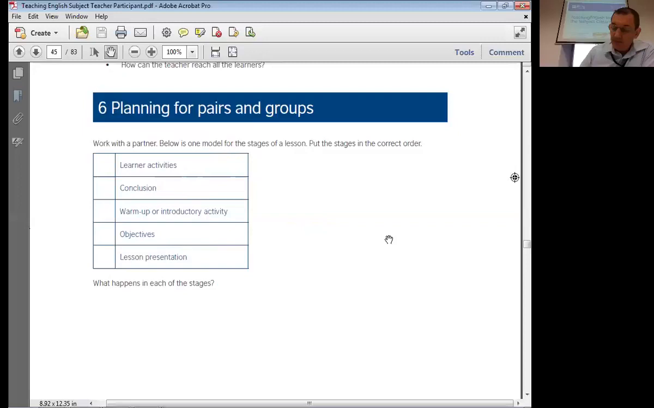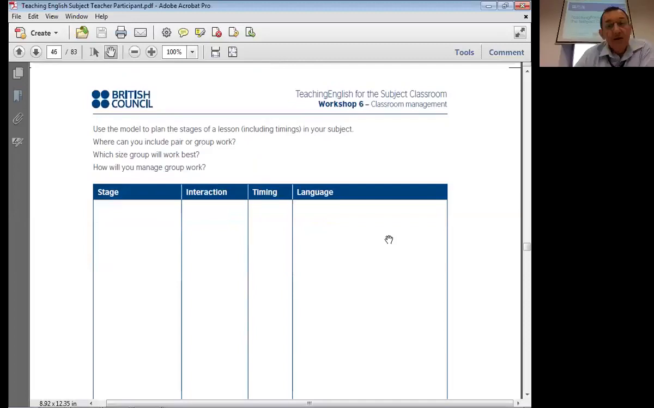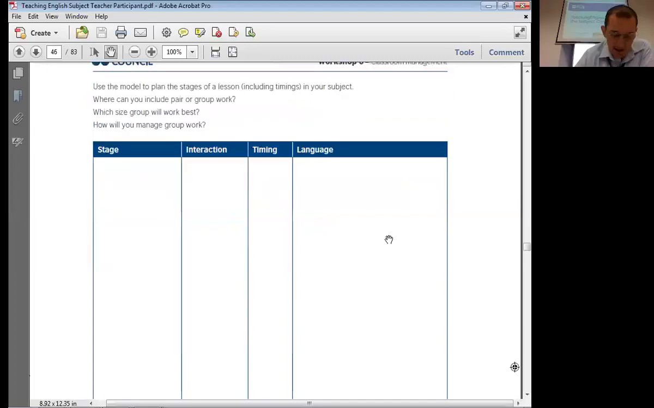Stage 6. So this is what it looks like in the participants book. Here you have in the table the stages of a lesson. Participants should work in pairs, and they will put the stages in the correct order, and then discuss what happens in each of the stages.